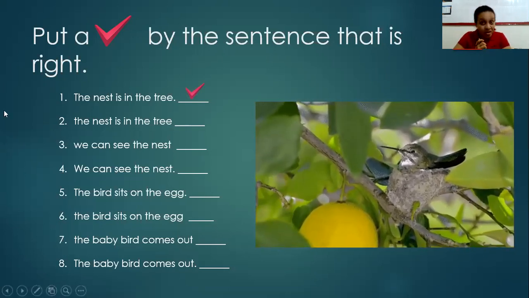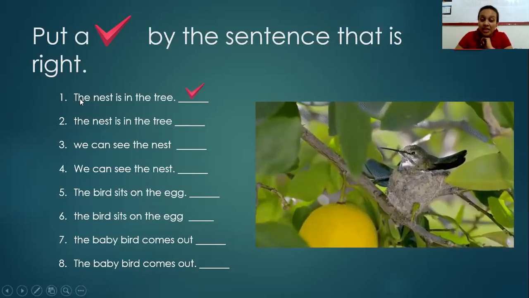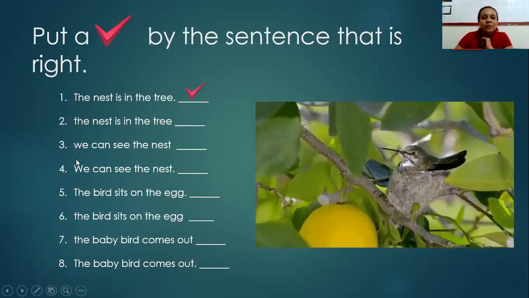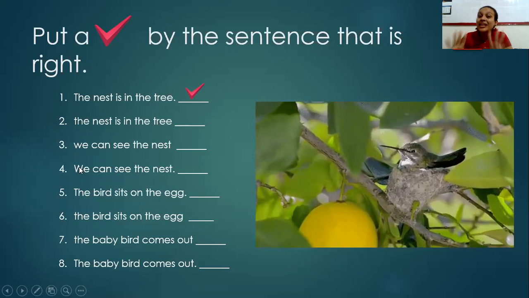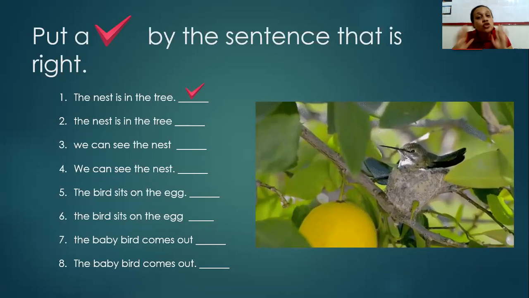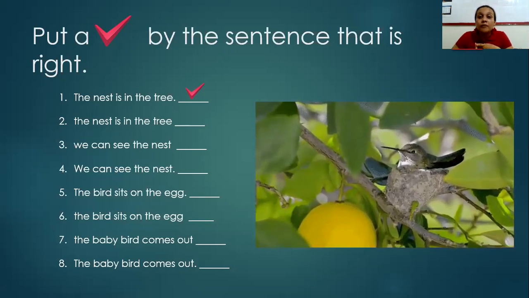Look, the first one is the right one because it begins with capital letter T and ends with a period. Good job. Number 3 and 4, they are telling us the same, but we have to choose the right one. And what do we have to do? Well, you have to see if the first or the second sentence begins with a capital letter and ends with a period.